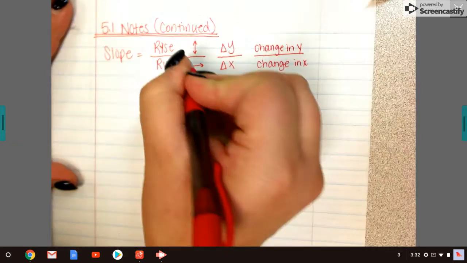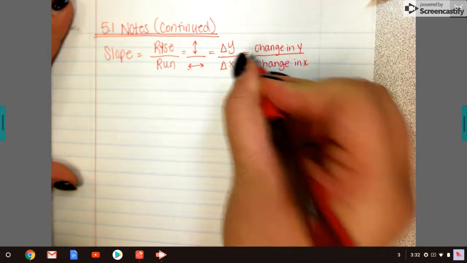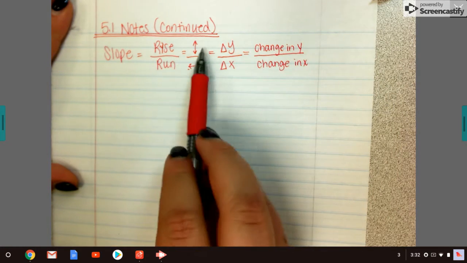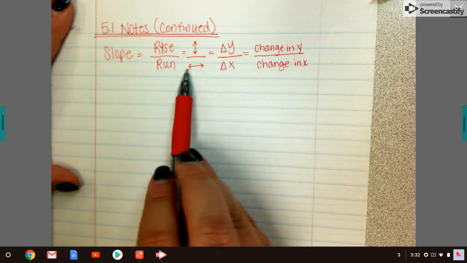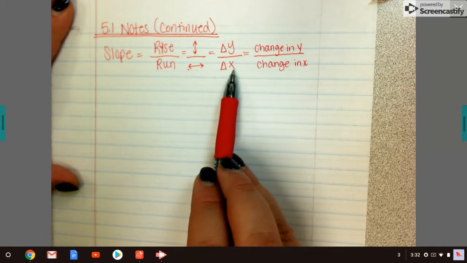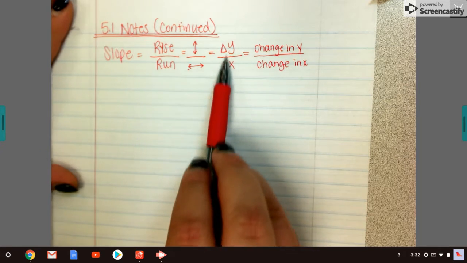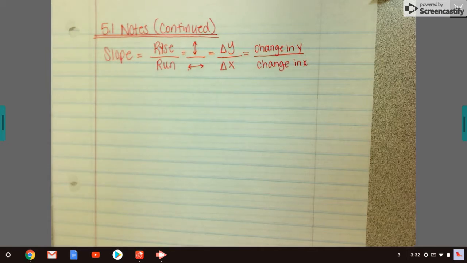So I know I've got lots of different ideas here on how to think about slope. Rise over run, the distance up and down from side to side, the change in y, change in x, change in y, change in x. That's those ones, so delta. But I'm going to write it out for you formally.